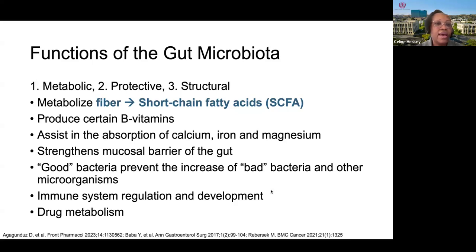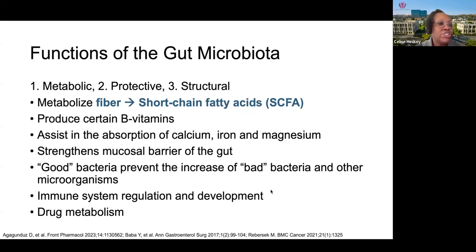And then these gut microbes are involved in producing several B vitamins like thiamine, riboflavin, B12, and so on, that can then be absorbed. And it also helps with the absorption of certain minerals, including calcium, iron, and magnesium.